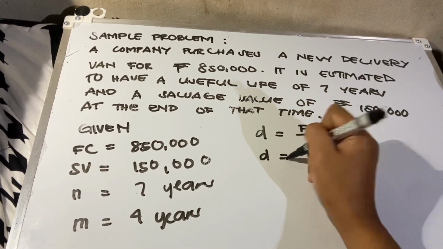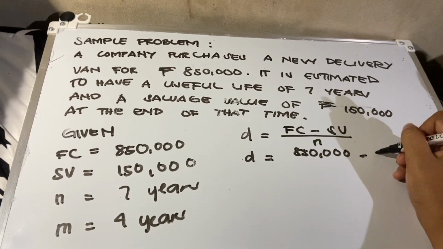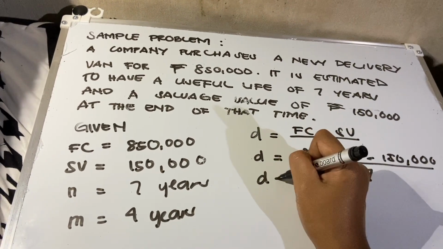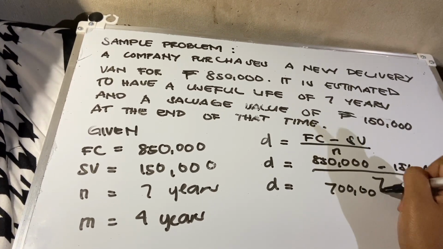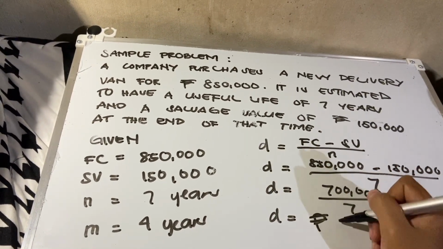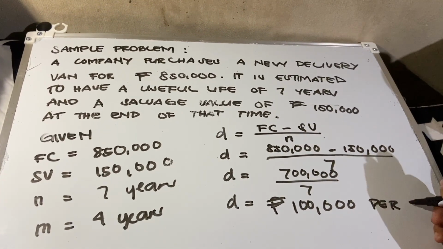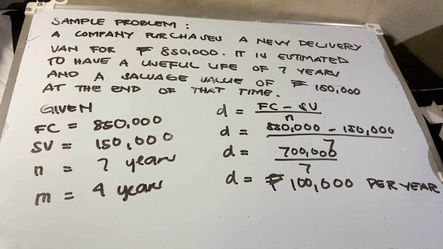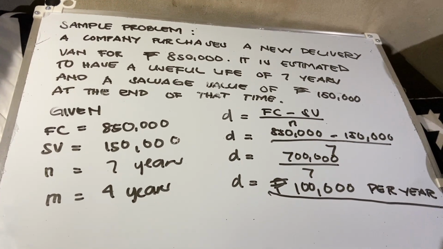So D equals 850,000 minus 150,000 over 7, which is 700,000 over 7, equals 100,000 per year. So this means that the van loses exactly 100,000 in value every year for 7 years.